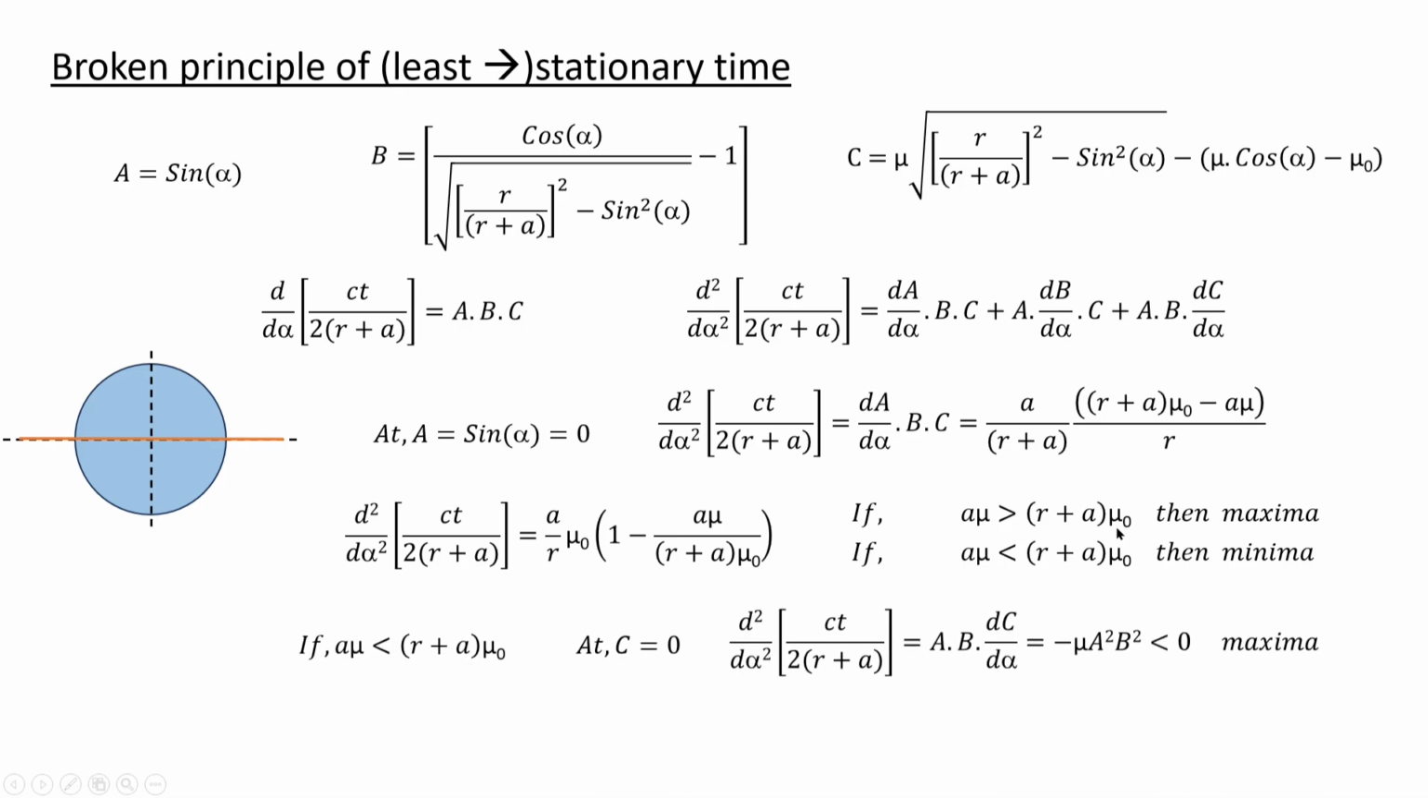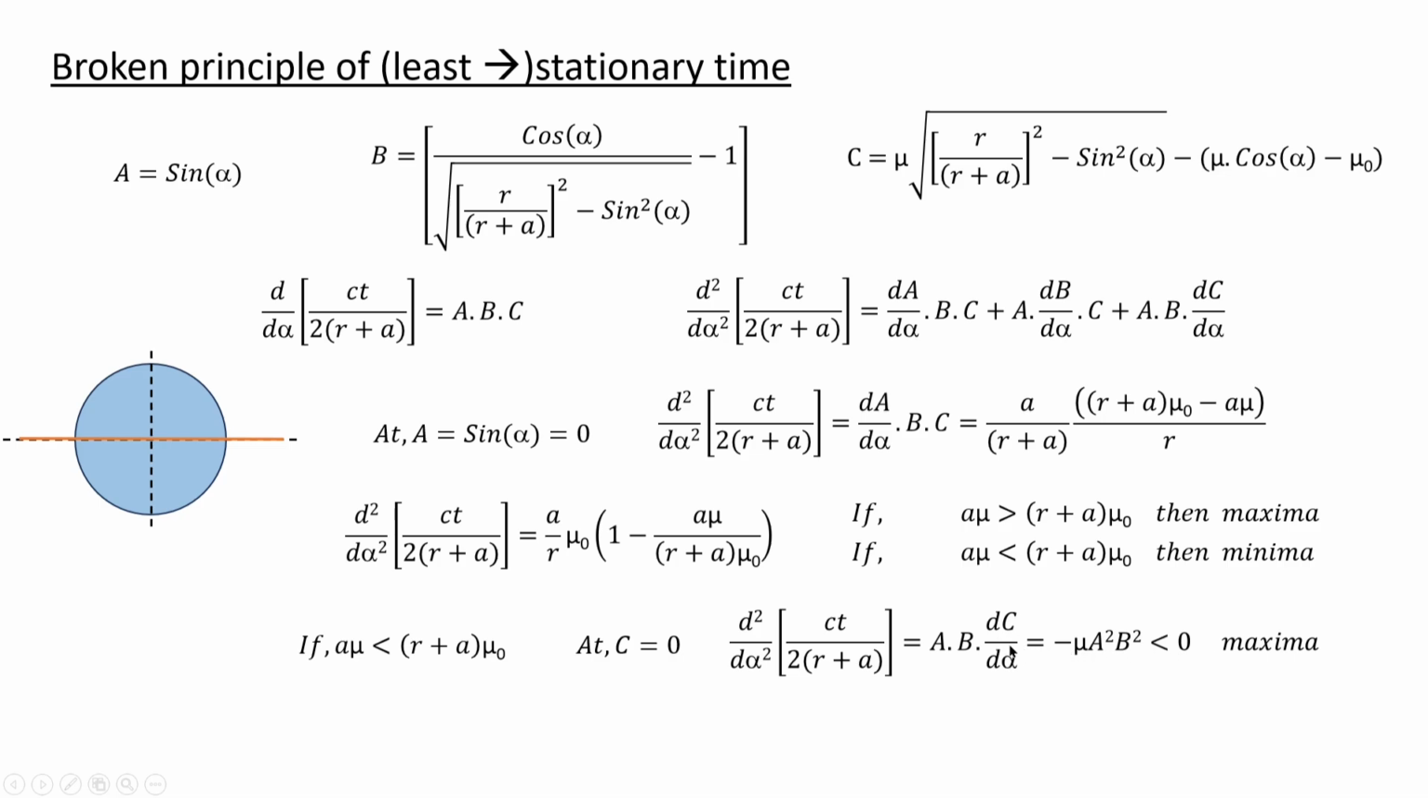So now let's consider the second part of the solution, when c equals 0. This works in the same situation, when a mu is less than r plus a mu naught. So we put c equals 0. Again we see that this term where c appears and this term where c appears, these two terms are not important, because they value to 0. So the only term left is a into b dc by d alpha.